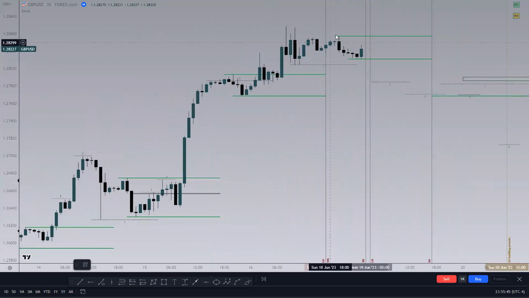We can see that just before the European Open, on the 1 hour time frame, price had given this initial expansion to the downside. So the reversal had already started. We can see that the next draw on buy side was the swing high, and the next draw on sell side was the swing low down here. So bearish was the better direction on the 1 hour time frame.